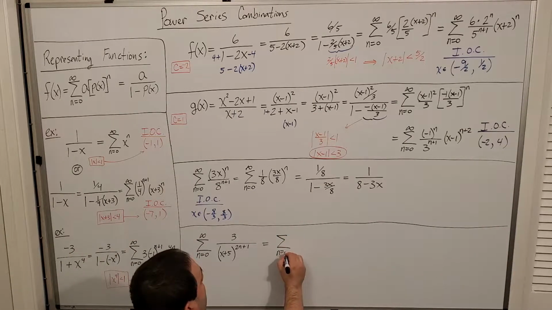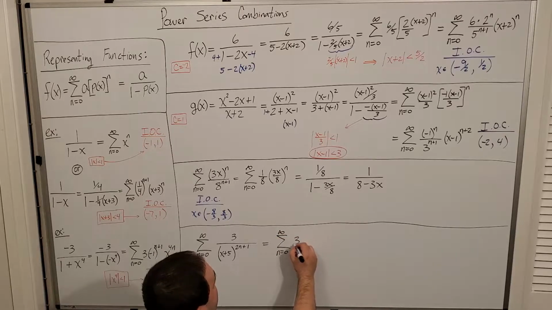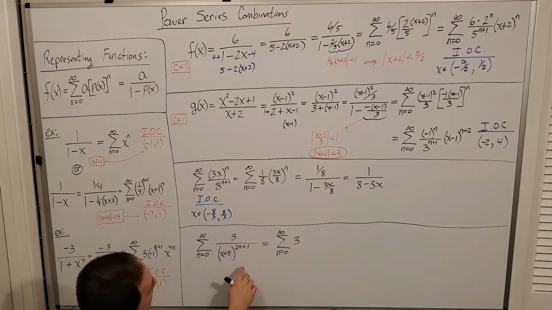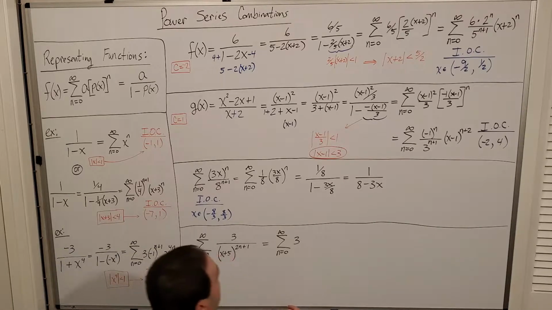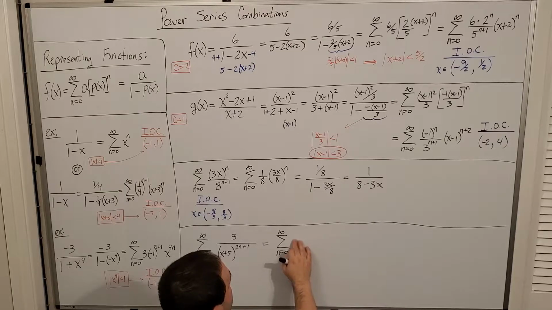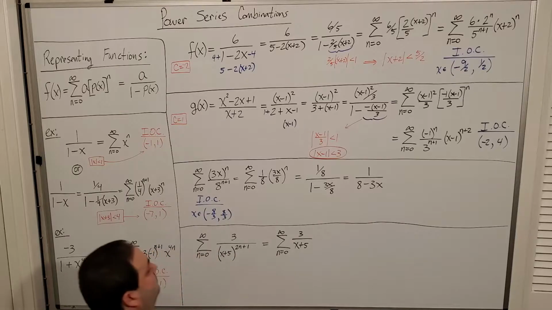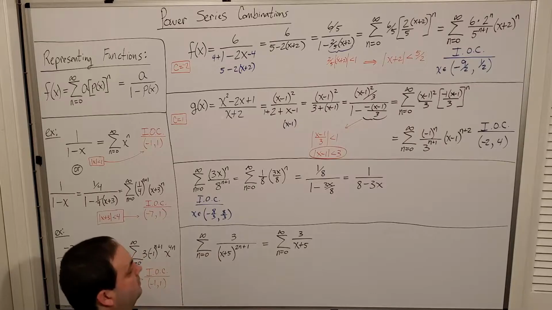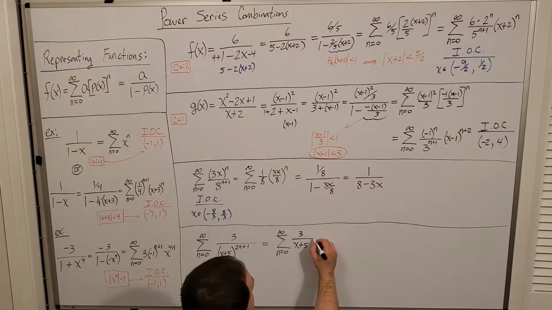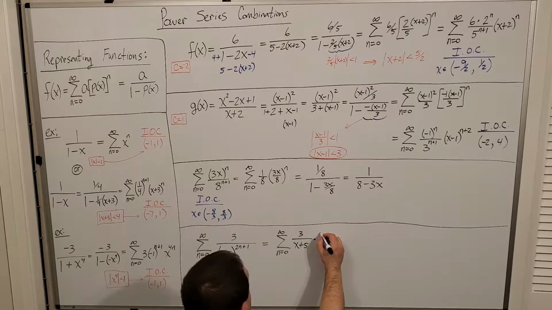So I have my sum. I've got my 3, right? That's this piece. And I'm noticing the plus 1, right? So the plus 1 there, I'm going to have like this, x plus 5. So it's x plus 5 to the 1, but it's in the denominator, you see, right? Times, and then I've got 1 over x plus 5 to the 2n.